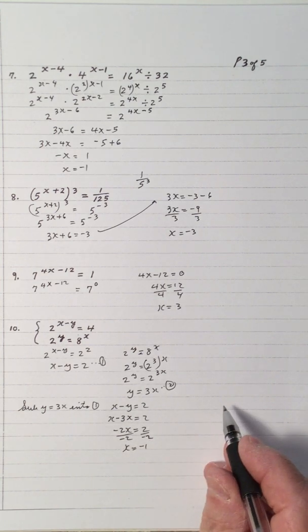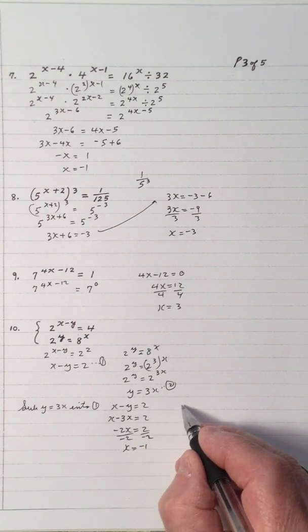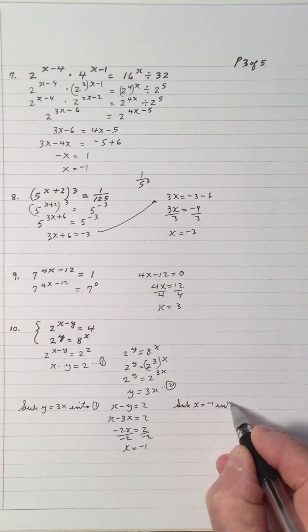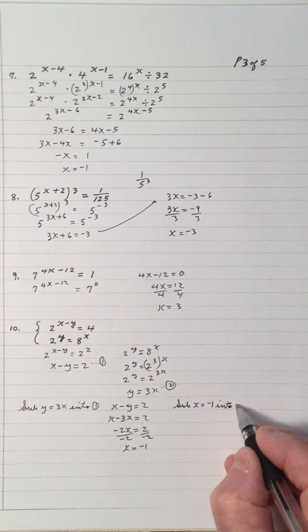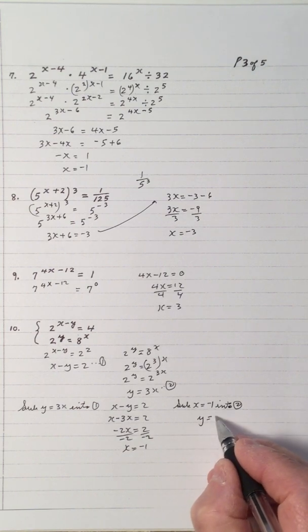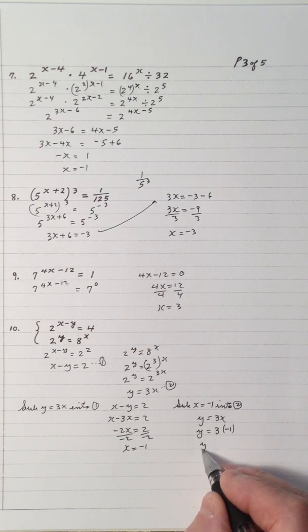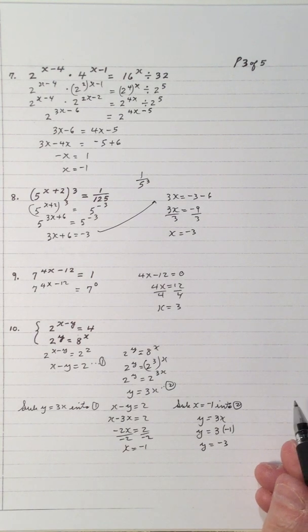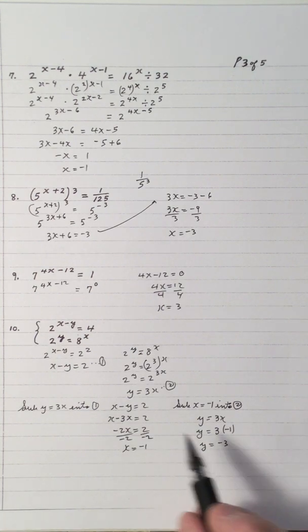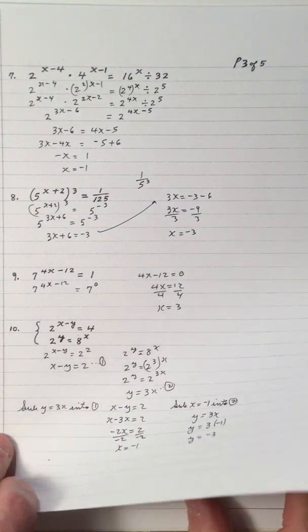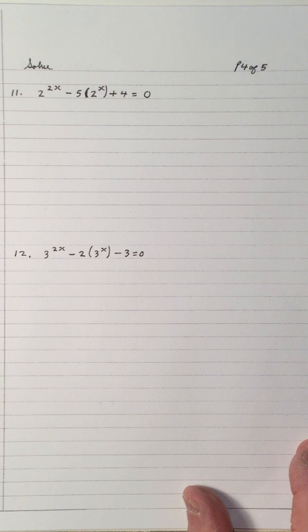x equals negative 1. And since we have this equation, I'm going to sub x equals negative 1 into number 2. So y equals 3x. x is negative 1. So y is negative 3. So x is negative 1, y is negative 3, makes this system of equations true. All right, again, some variations. And again, we solve the exponential equations in the other units.